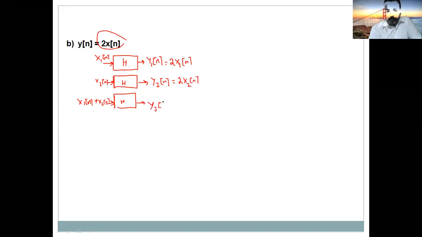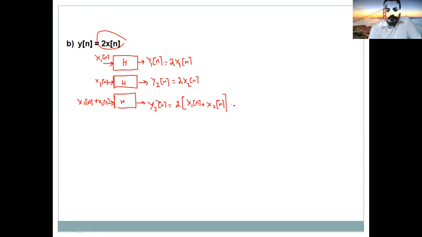So the input is the summation. So 2 times, what is the input? The input is now the summation of the two. Okay, x1 of n plus x2 of n. This is our input. So our system multiplies this input by 2.